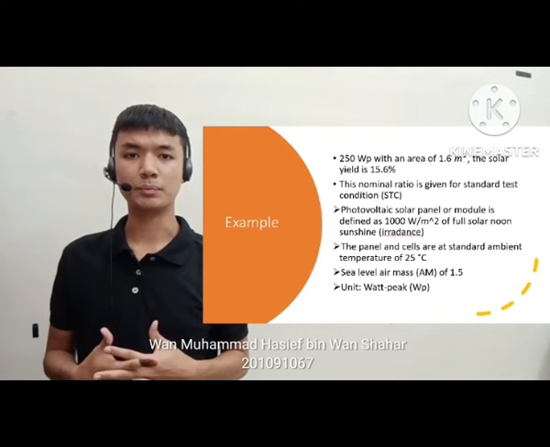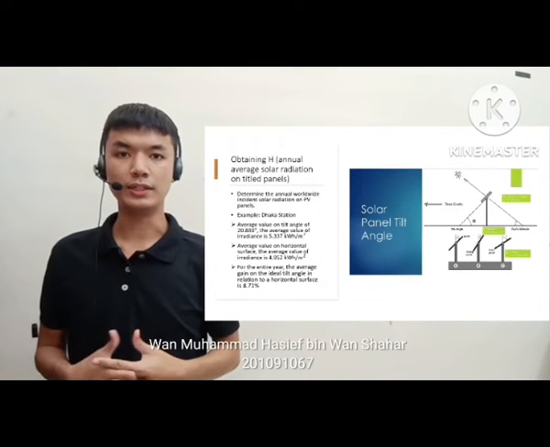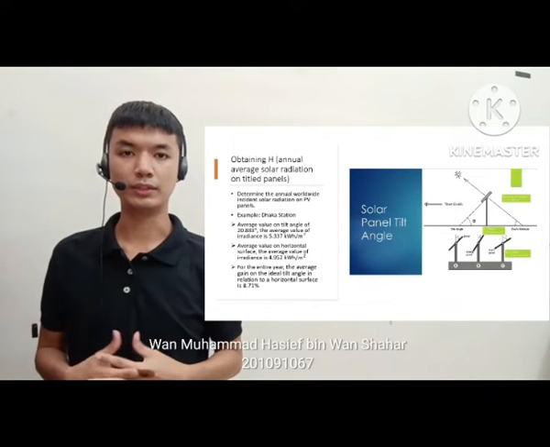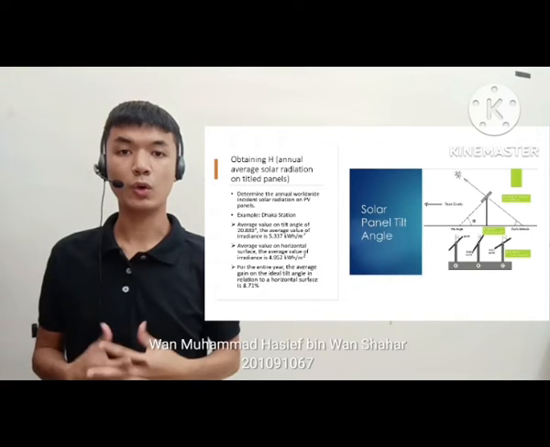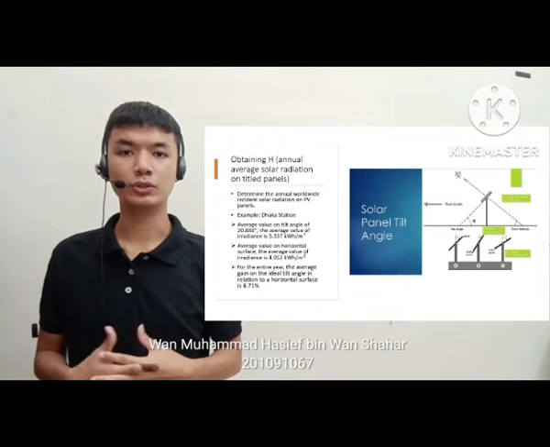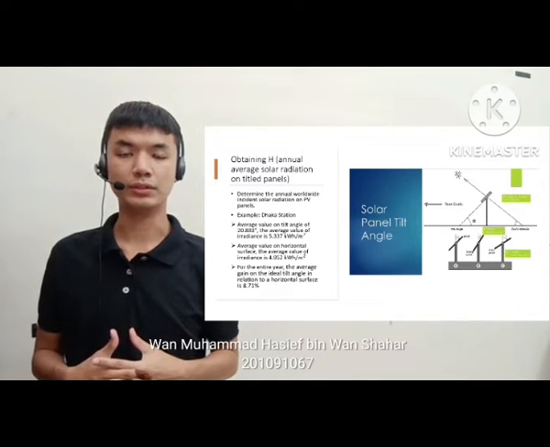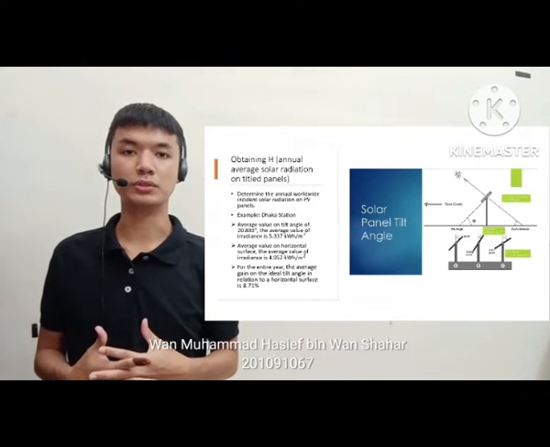The unit of the nominal power of the photovoltaic panel in these conditions is called watt peak. To compute H, or annual average solar radiation on tilted panels, one must determine the annual worldwide incidence solar radiation on PV panels at a certain inclination, slope, tilt, and orientation or azimuth.